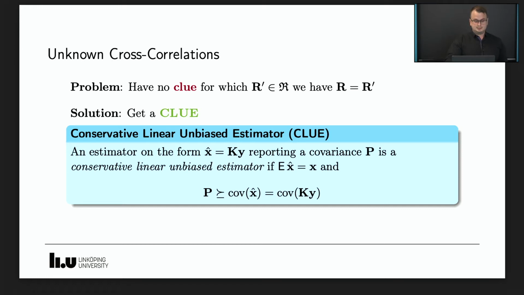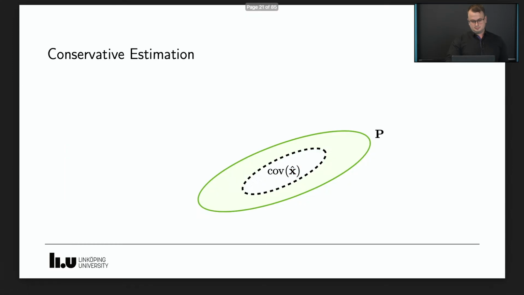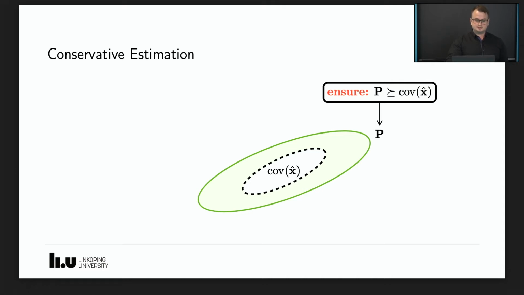which is an estimator which, apart from being linear and unbiased, is also able to guarantee that the true covariance, here given by cov of xz, is bounded from above. And this criterion is equal to saying that P must be larger than all the possible quadratic forms here expressed as K R' K transpose, where R' is an element in the R set. So geometrically, this means that if P is the covariance matrix calculated by the estimator, this ellipse has to enclose the true covariance ellipse. And this is then the most important part of conservative estimation, to ensure this.